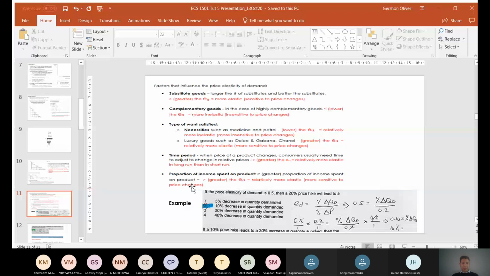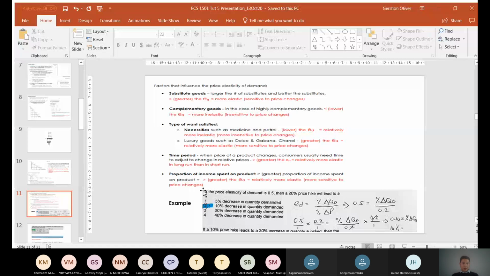And then the last one over here is the proportion of income spent on the product. In other words, the higher the proportion of income spent on the product, the greater or relatively more elastic, more sensitive to price change.